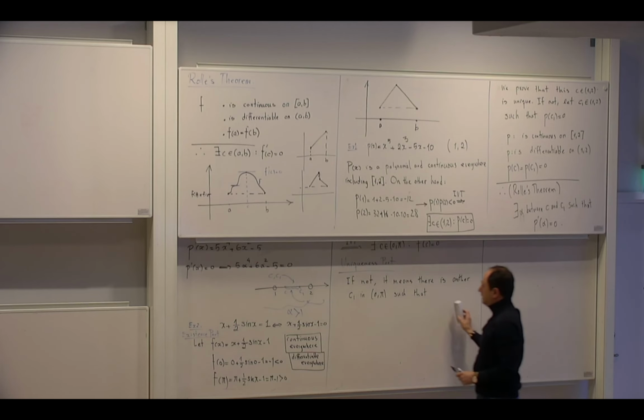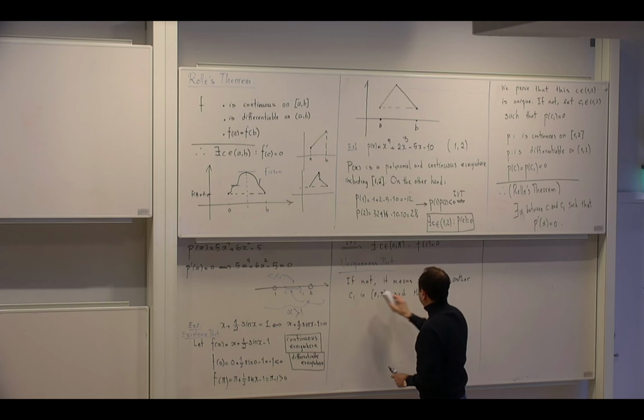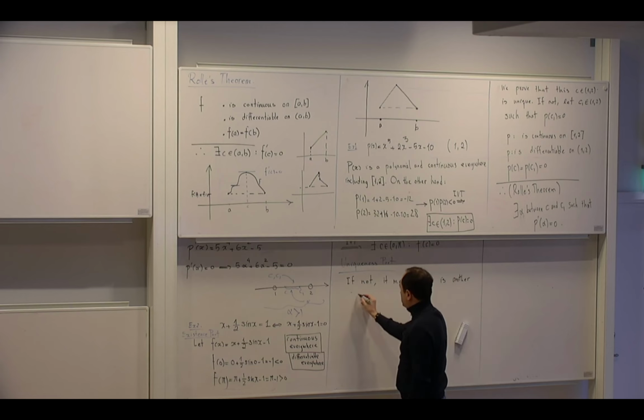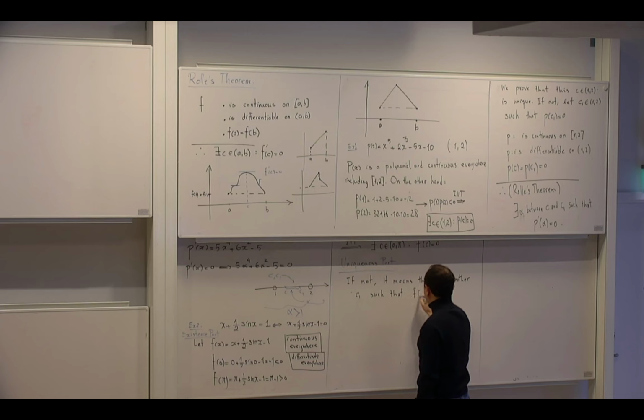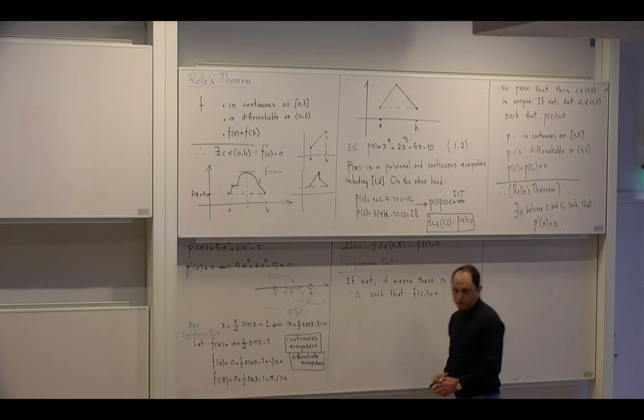Okay, so let me write. If not, it means that there is another, where is it? I don't know. There is another C1 such that f of C1 is also 0. Okay?